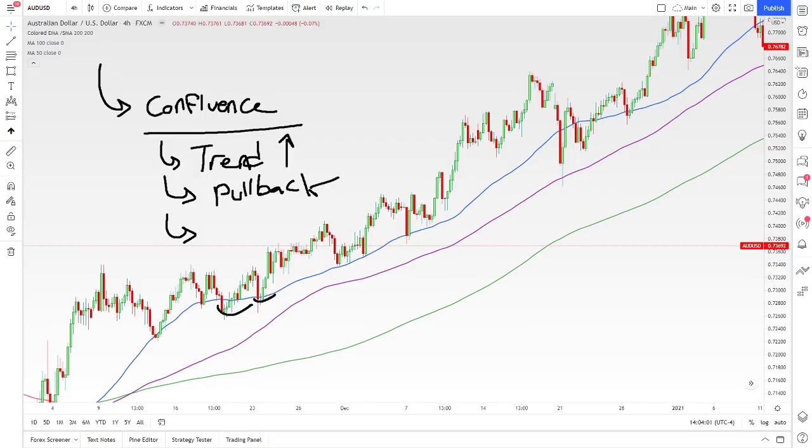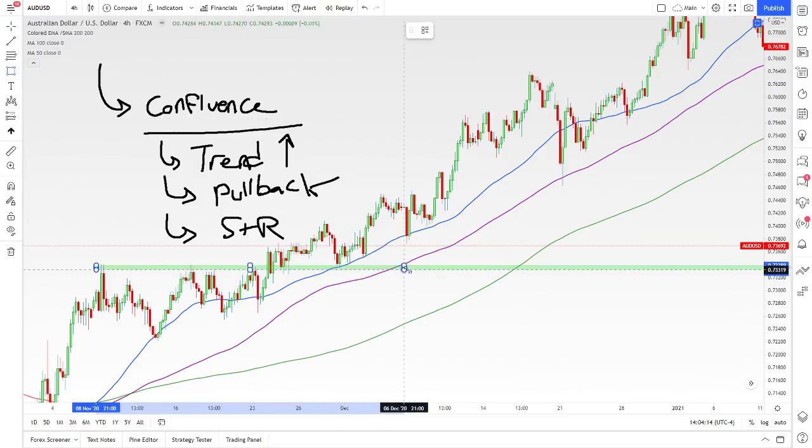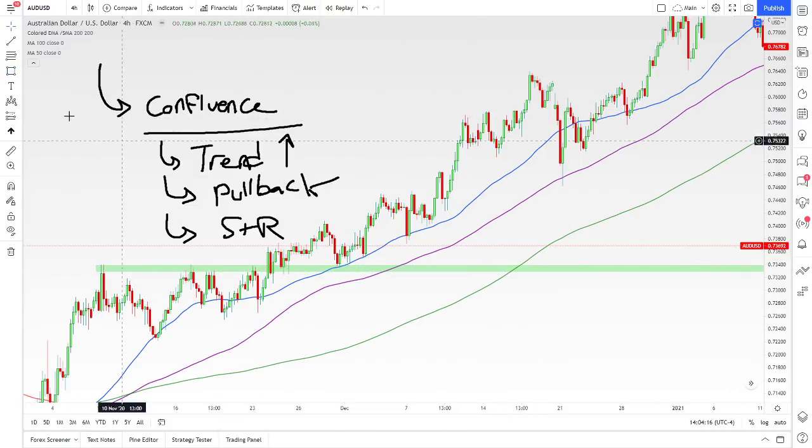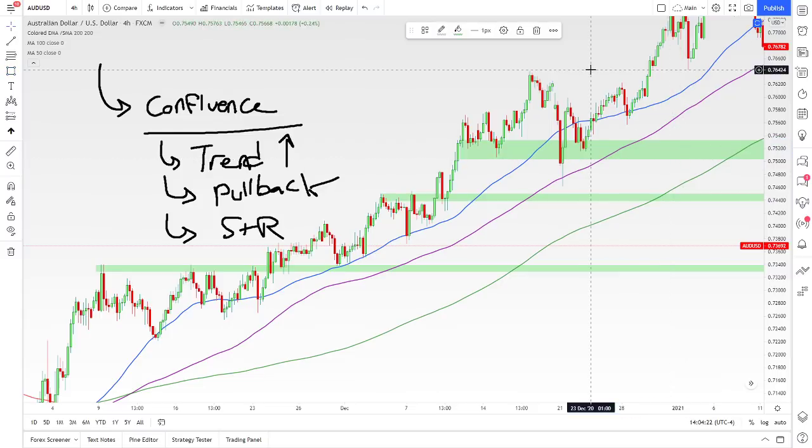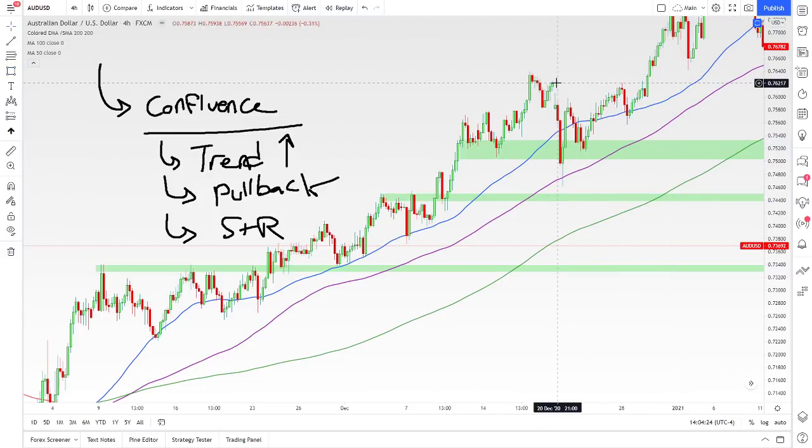There are multiple ways to spot a pullback, and probably my favorite way is to use support and resistance, okay? Or supply and demand, whatever you'd like to call them. But the basic idea here is that we're going to be marking areas on the chart in which we can spot strong levels of breakouts, strong levels of areas of demand, right?